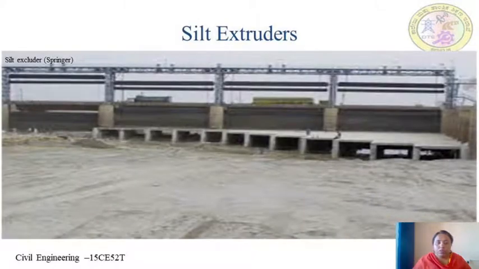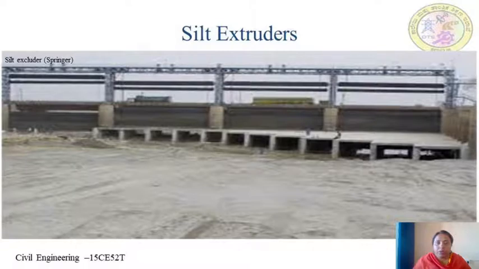So here this is the typical image or picture which you can see here. These are the silt extruders, which are a type of silt control device which function to exclude silt from water entering the canal. So these devices are particularly provided on the river bed in front of the head regulator.